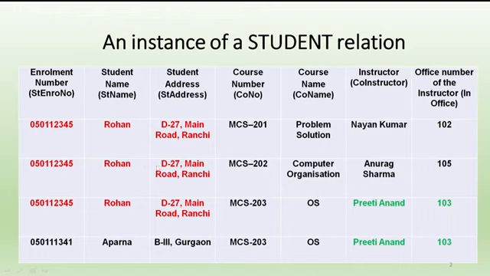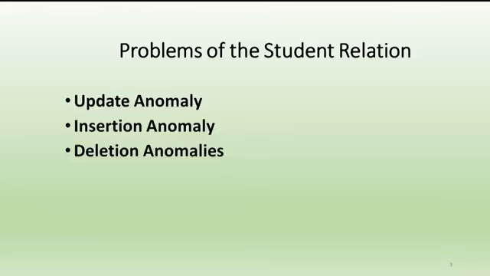So there is a repetition of information, and same is the case with the instructor. This particular instructor's room number is 103, and that information is getting repeated. The purpose of good database design is to minimize this redundancy. Now why do we want to minimize this kind of redundancy within the data? Well, there are three main reasons, and they are called the update anomaly, insertion anomaly, and deletion anomaly.